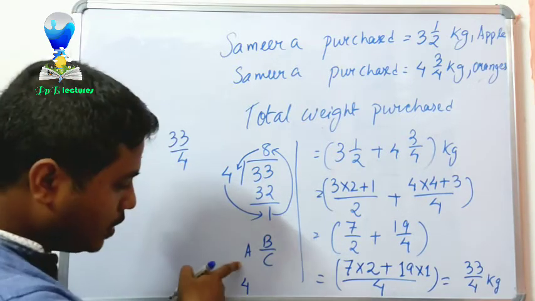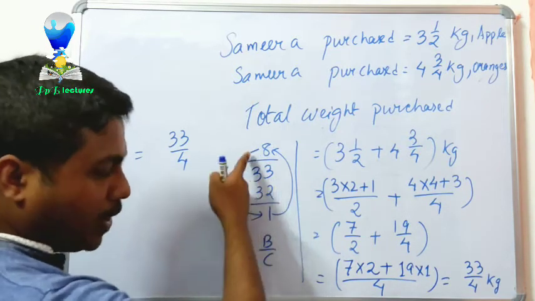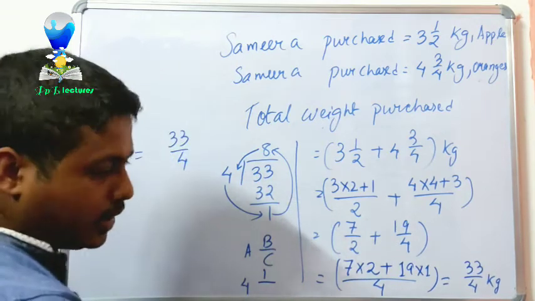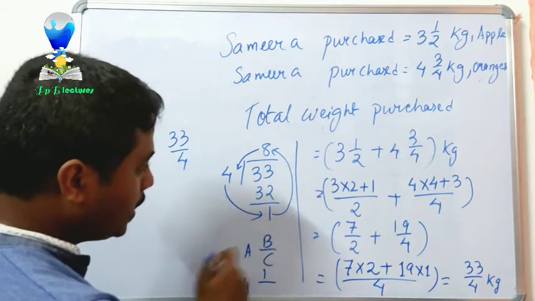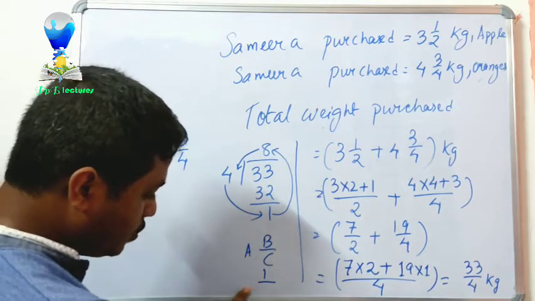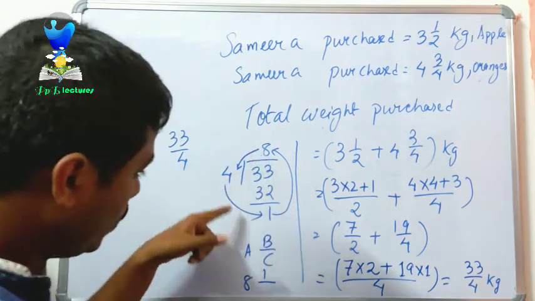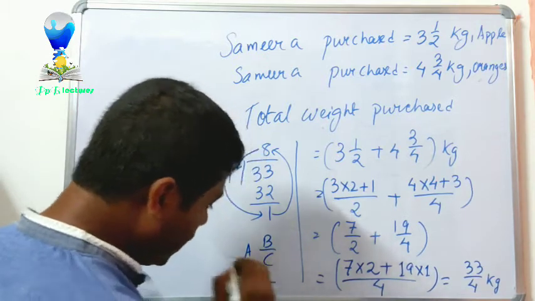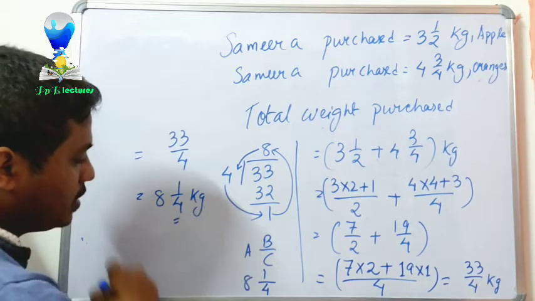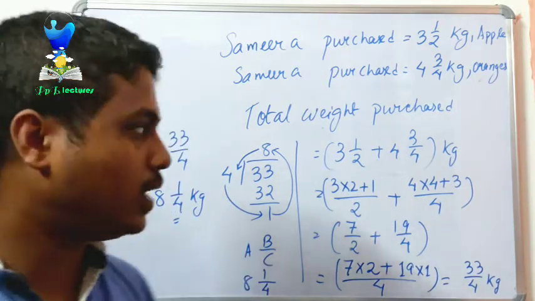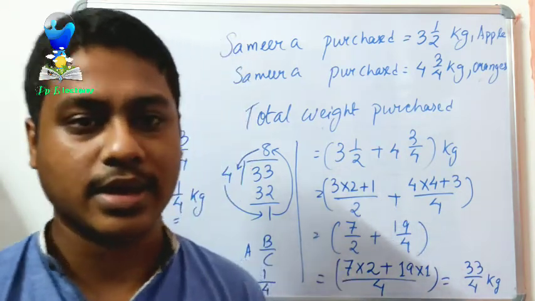That means I can write 8 at the position of A. Then B will be the above number, this 1 will be going up, so it will be 1 divided by C. This 4 will be going down. Okay, so this should not be 4, this should be 8, because this portion will be taken by 8 and 4 will be going down. So it will be 8 1 by 4. So this answer will be 8 1 by 4 kg. This is how we have to convert an improper fraction into a mixed fraction. That also I have already done in the last class.